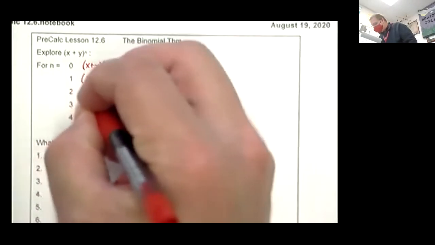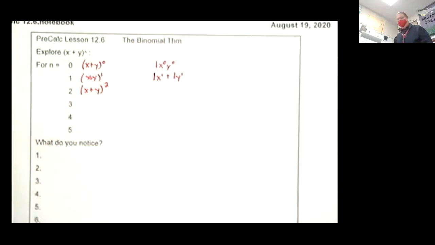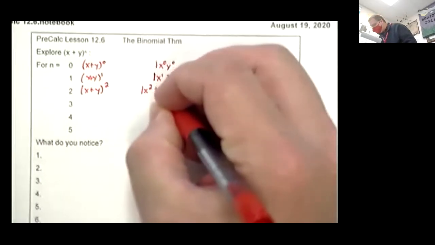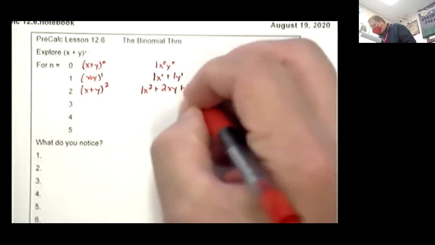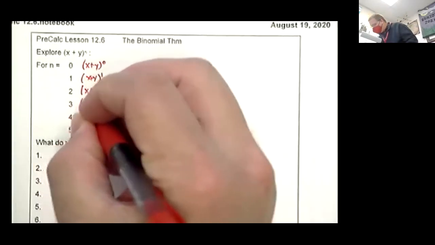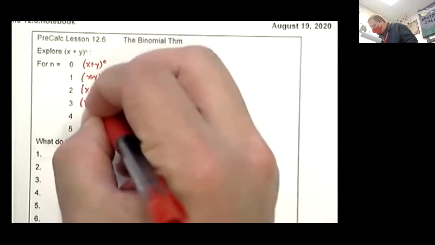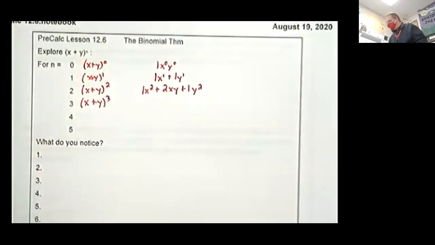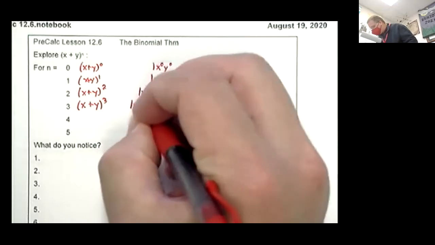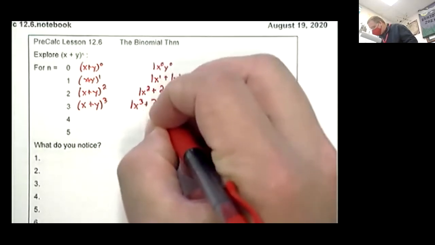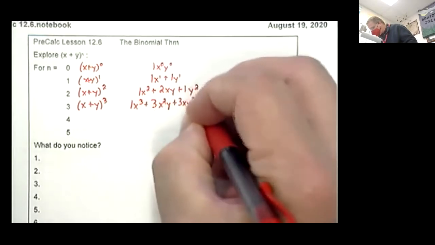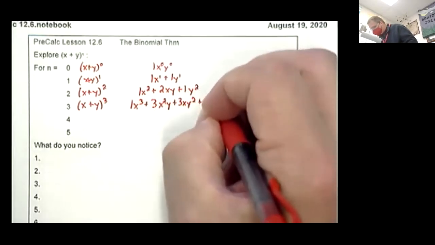What if we look at x plus y quantity squared? Well, that's just FOIL. We get 1x squared plus 2xy plus 1y squared. What if we multiply that by another x plus y and we get x plus y cubed? Well, here's where we're going to start looking for patterns. We're going to get 1x cubed plus 3x squared y plus 3xy squared plus 1y cubed.